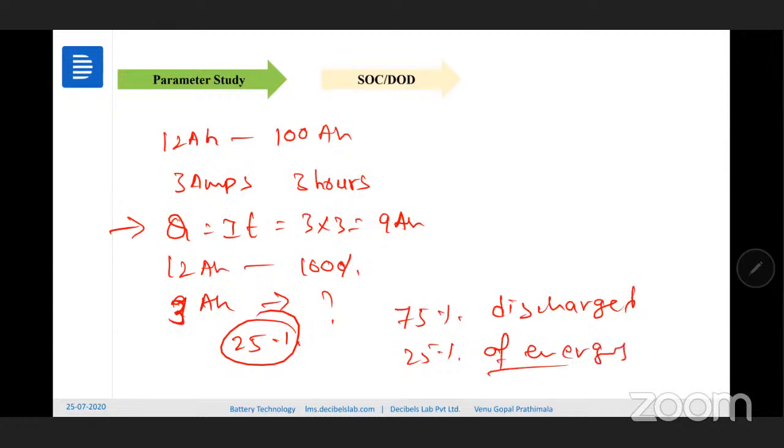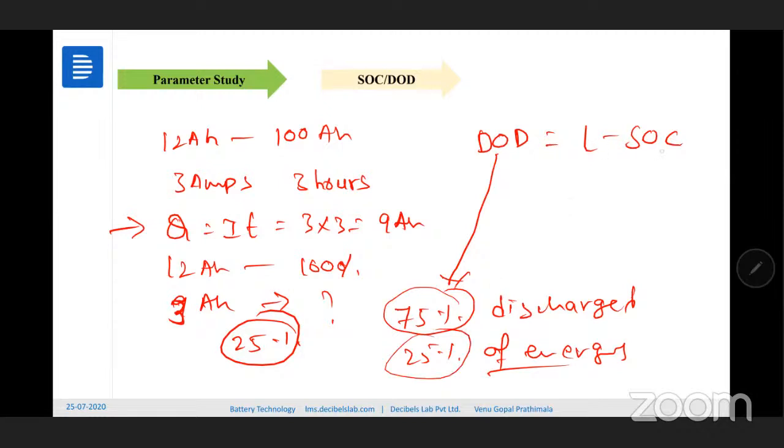Okay, so that's the exact meaning of state of charge. Then what about depth of discharge? Depth of discharge equals 1 minus SOC, which means how much of the energy has been discharged. Here 75% has been discharged. That is nothing but DOD, depth of discharge, and SOC will be 25%. So 1 minus 25% will give you the depth of discharge. I hope you got a clear idea about state of charge and depth of discharge.